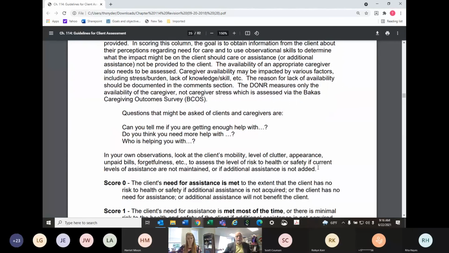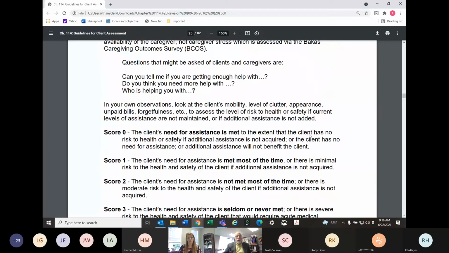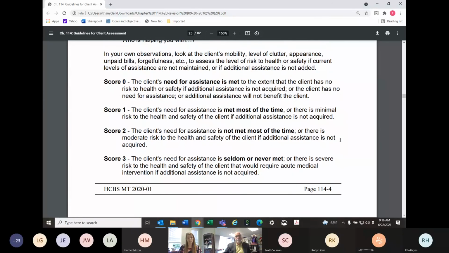So questions you might ask are: are you getting enough help? Tell me if you're getting enough help with... What could you use more help with? Who is helping? Again, trying to avoid yes and no questions. Also look at observations, for example, mobility, clutter, appearance, unpaid bills, piles of laundry, those kinds of things.